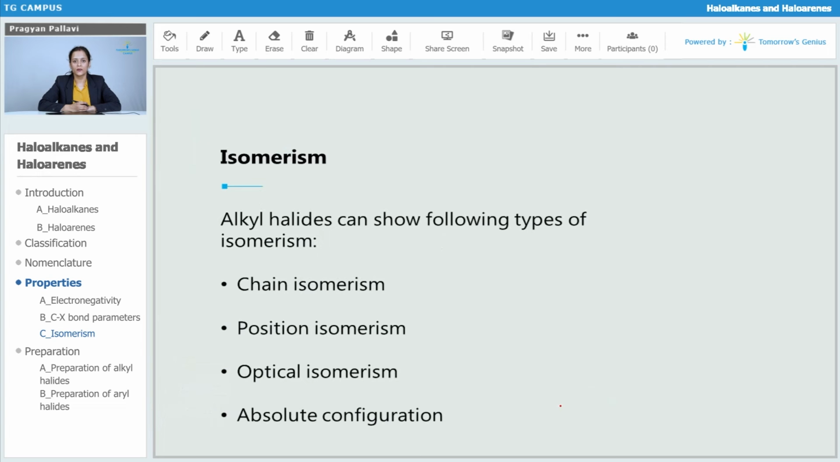Now let us see the isomerism exhibited by haloalkanes. Alkyl halides can show the following types of isomerism: chain isomerism, position isomerism, optical isomerism, and absolute configuration. Let us see by taking a few examples.